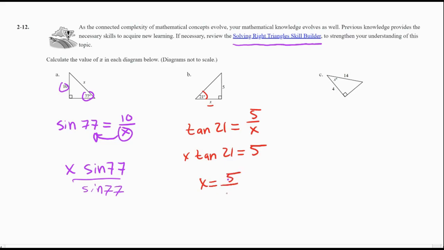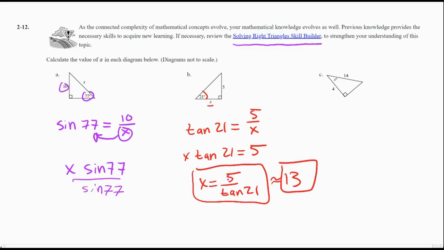And so we got 5 over tan 21. This would be the answer as like the actual perfect answer, but if I have a calculator and can round it, I would plug that in and get about 13 degrees, not degrees. Sorry, these answers are not supposed to be in degrees. That's my fault. These are side lengths, so there's no degrees. They're just lengths for the first two. My bad. The last one here is going to be in degrees because I'm looking for the angle.